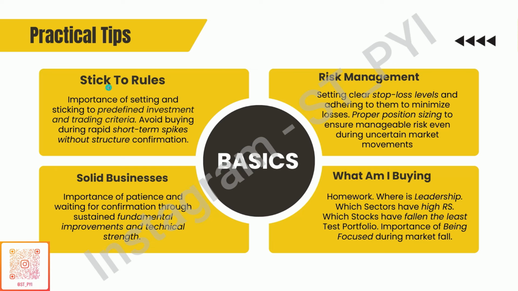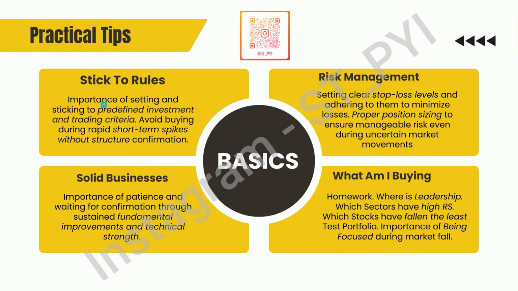The first is stick to the rules. In the last 3-4 videos, I've given you clear rules about technicals and fundamentals that you have to follow. So it is very important for you to set clear rules, that is for investment and trading, and then stick to it. Avoid buying during rapid short-term spikes without structure confirmation. What is structure confirmation? No VCP, that is volatility contraction pattern, no cup and handle, no flag breakout, just a simple V-shaped movement on the upside. Usually such V-shaped movements don't lead to a good kind of return in the future.